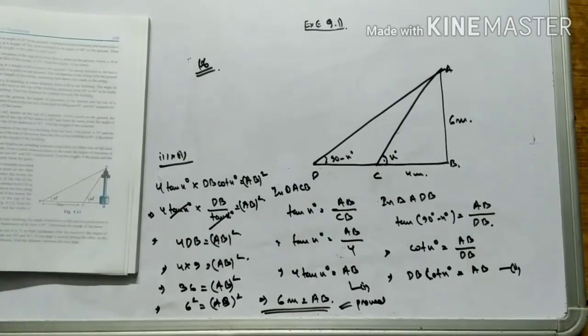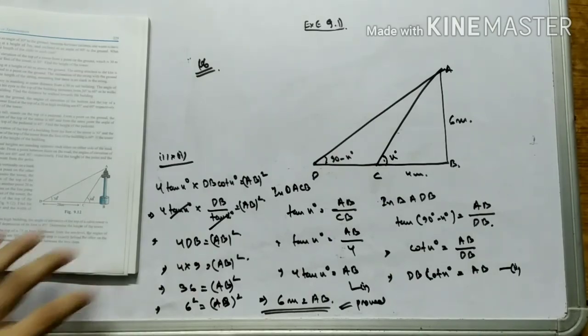Understand? So with this video, our exercise 9.1 is over. That means our trigonometry chapter is over. In our next video we will go to chapter 3.